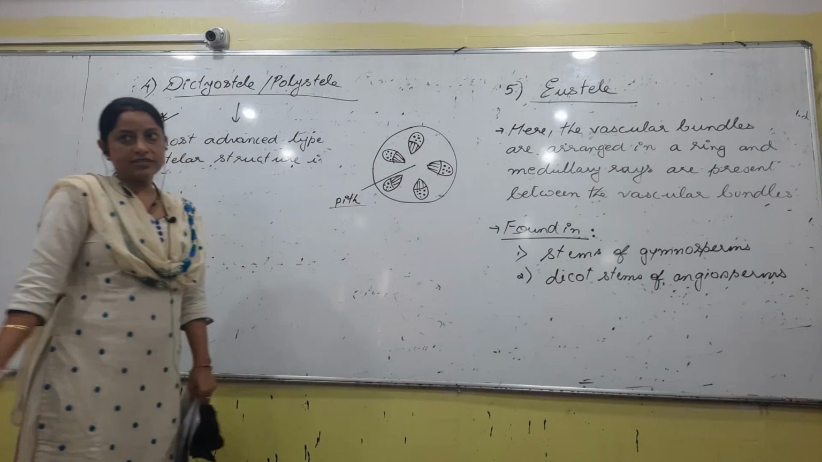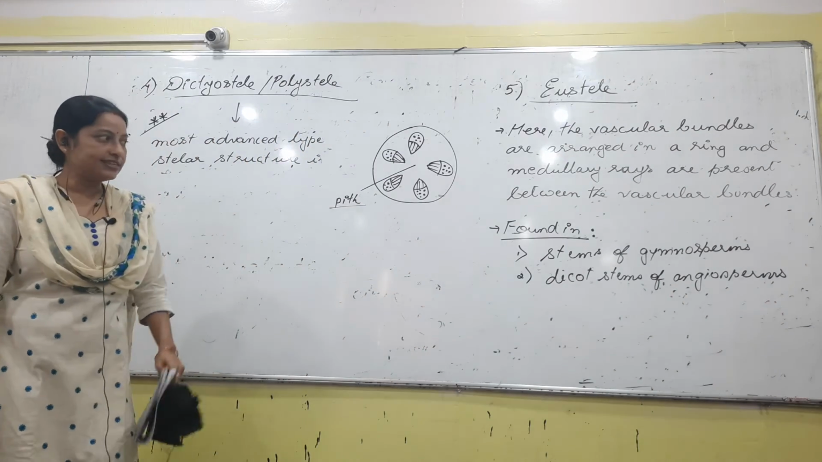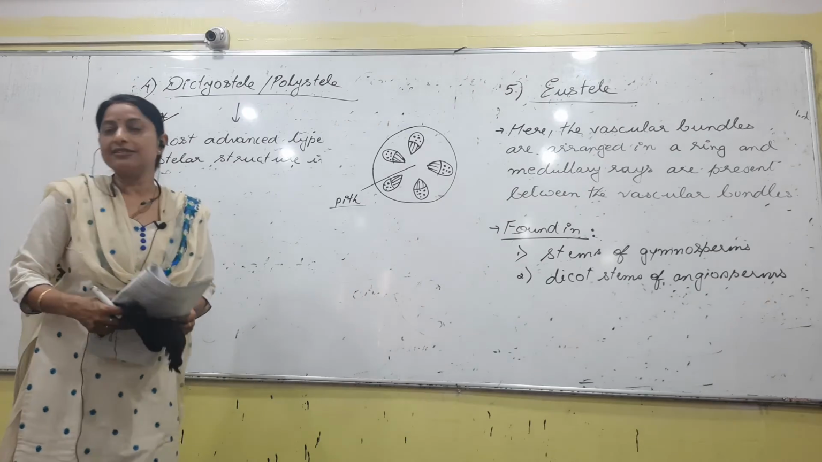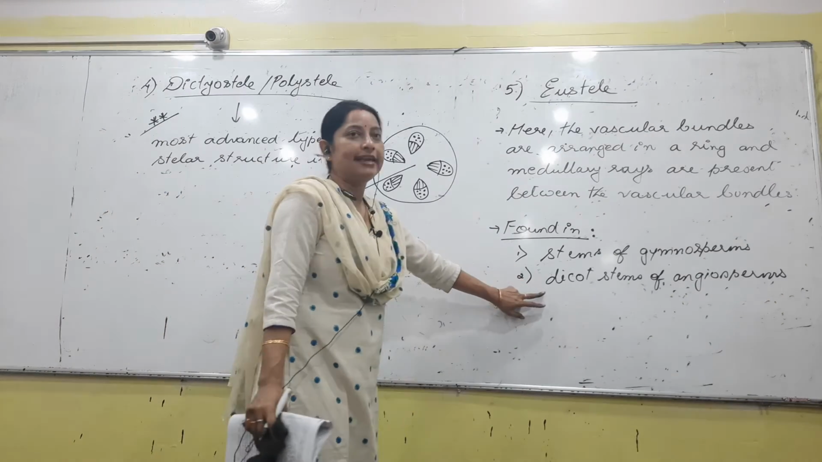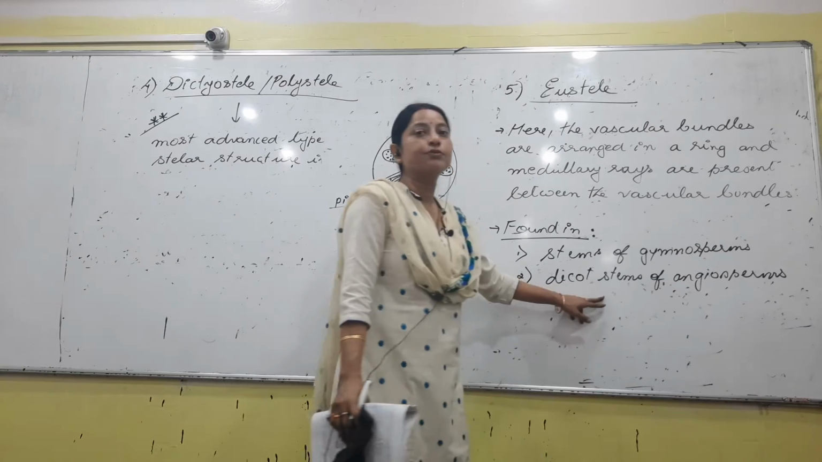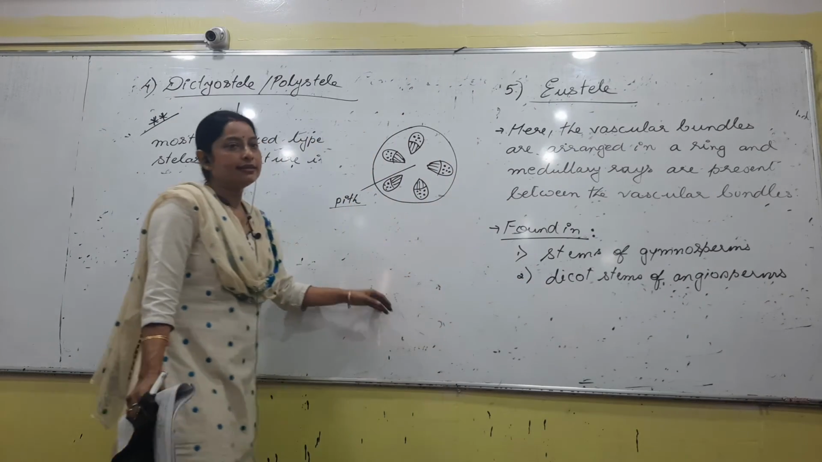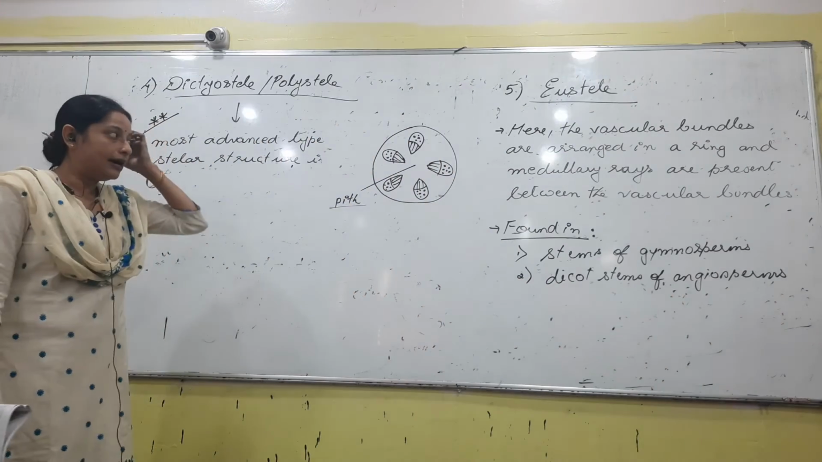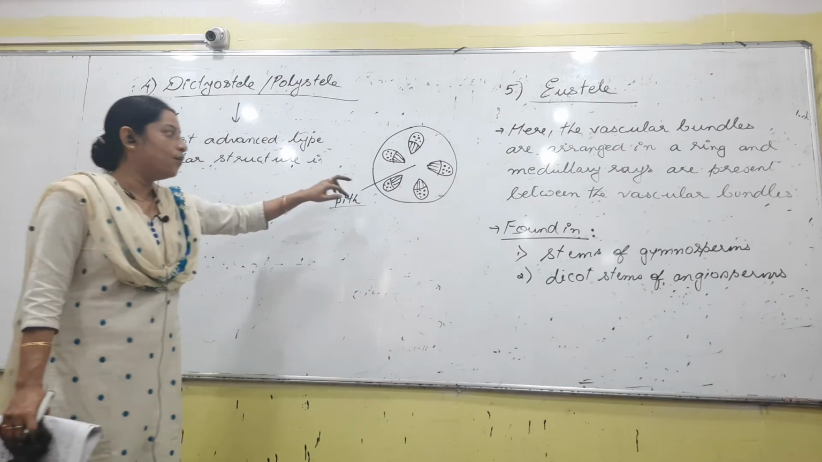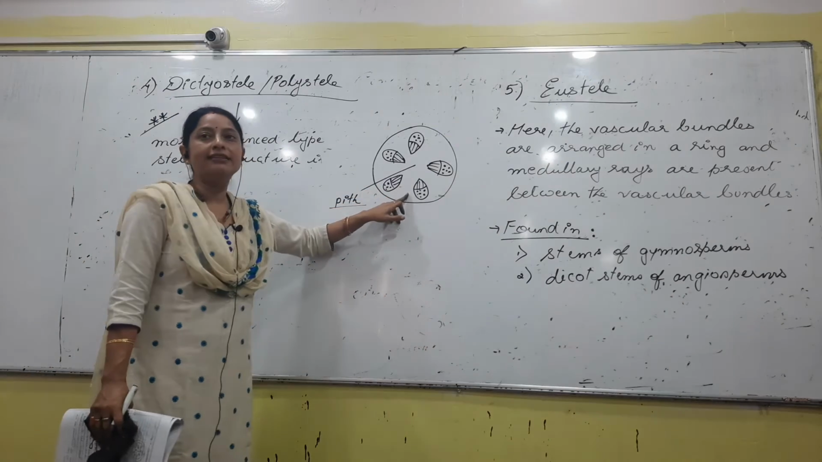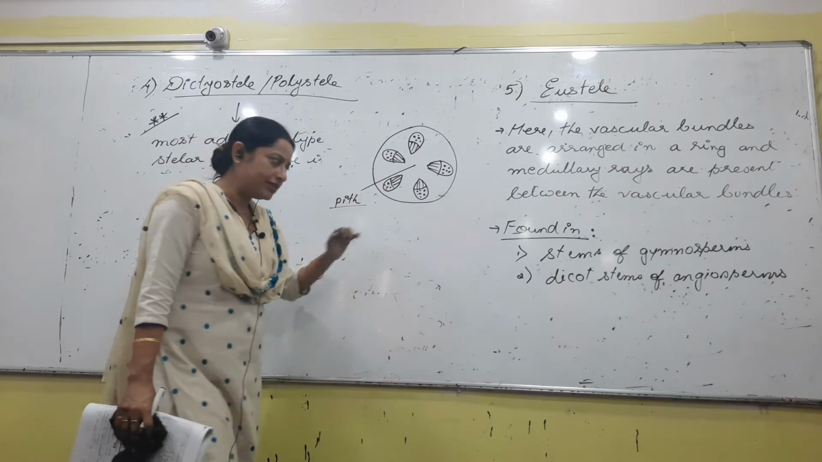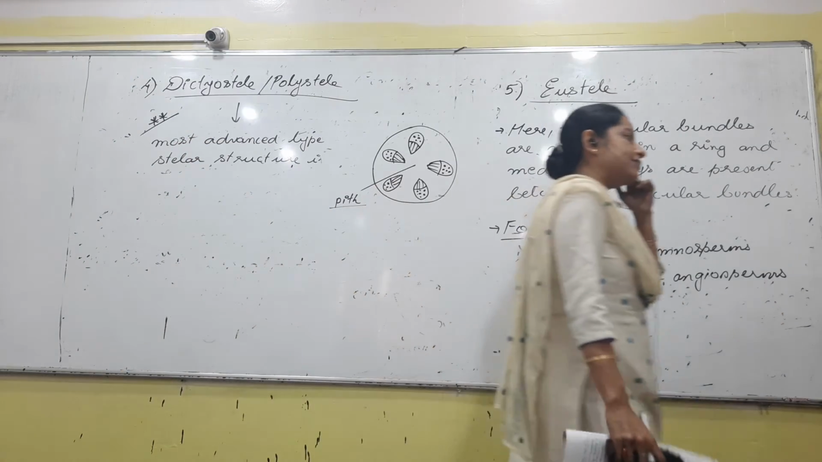So what is Eustele? This is a type of stelar structure that is found generally in certain higher plants like Gymnosperms and Angiosperms, but you have to be precise about which group of Angiosperms it is found in: the dicot stem, right? Okay, why did I draw the xylem and phloem like this? First question, something related to anatomy.